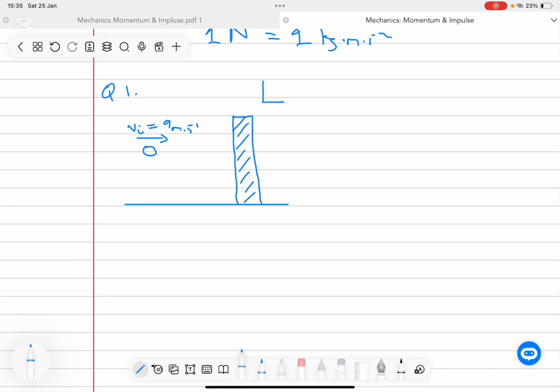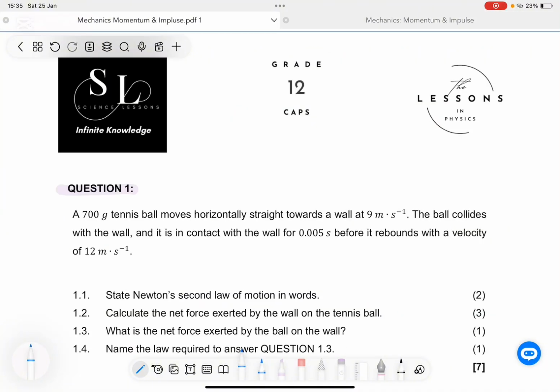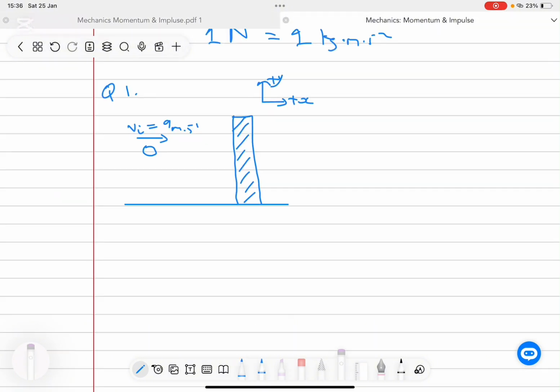Now I'm going to choose my direction using the frame of reference to say anything that goes to the right is positive and anything that goes upwards is positive. So my velocity is positive because it goes to the right. And this ball, they say it has a mass of 700 grams.